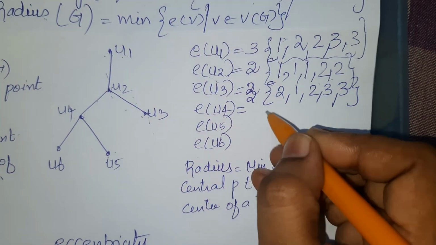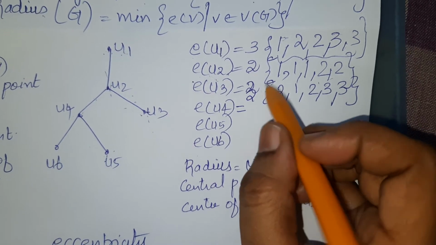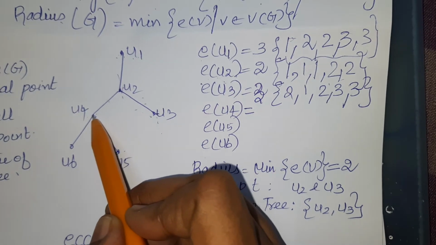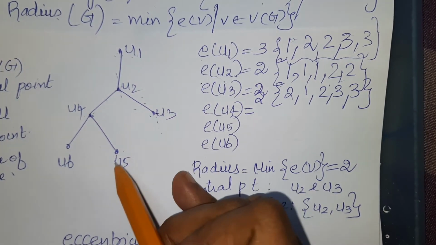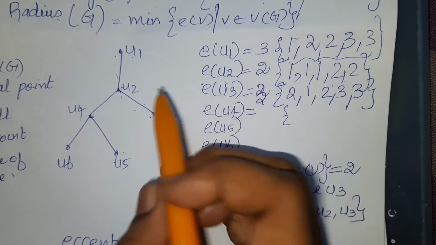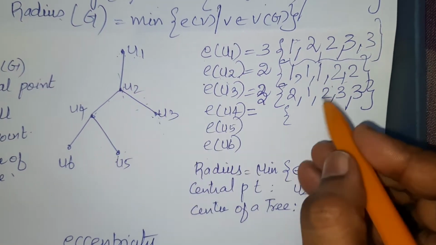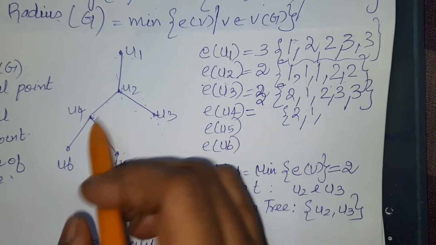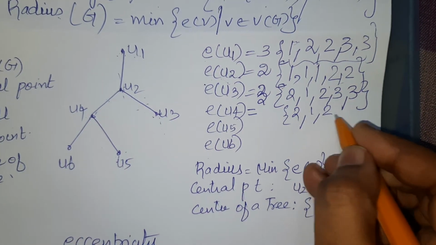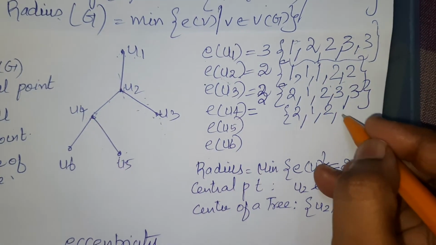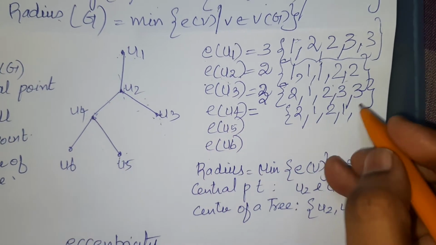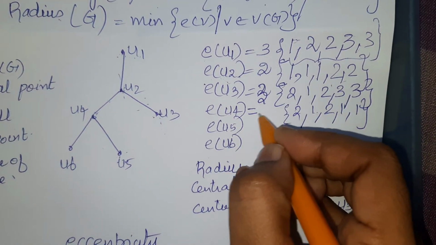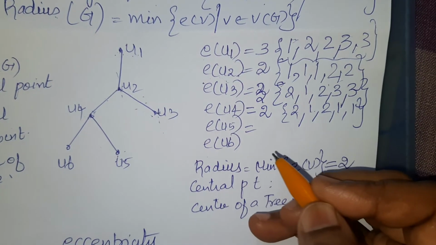Likewise, let us find for u4. From the vertex u4, measure the number of edges to every other vertex. u4 to u1, we have 2 edges. u4 to u2, we have 1 edge. u4 to u3, we have 2 edges. u4 to u5, we have 1. u4 to u6, we have 1. So what is the maximum value? It is 2. So E of u4 is 2.